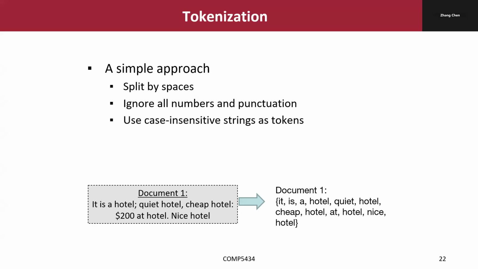Lastly, we also ignore the case, the capital letters. That means we make the data case-insensitive strings as tokens, okay? So this means the capital letter in Hotel, right, is ignored. So now we have the tokens. They are the tokens, right? Very simple, from documents to tokens.